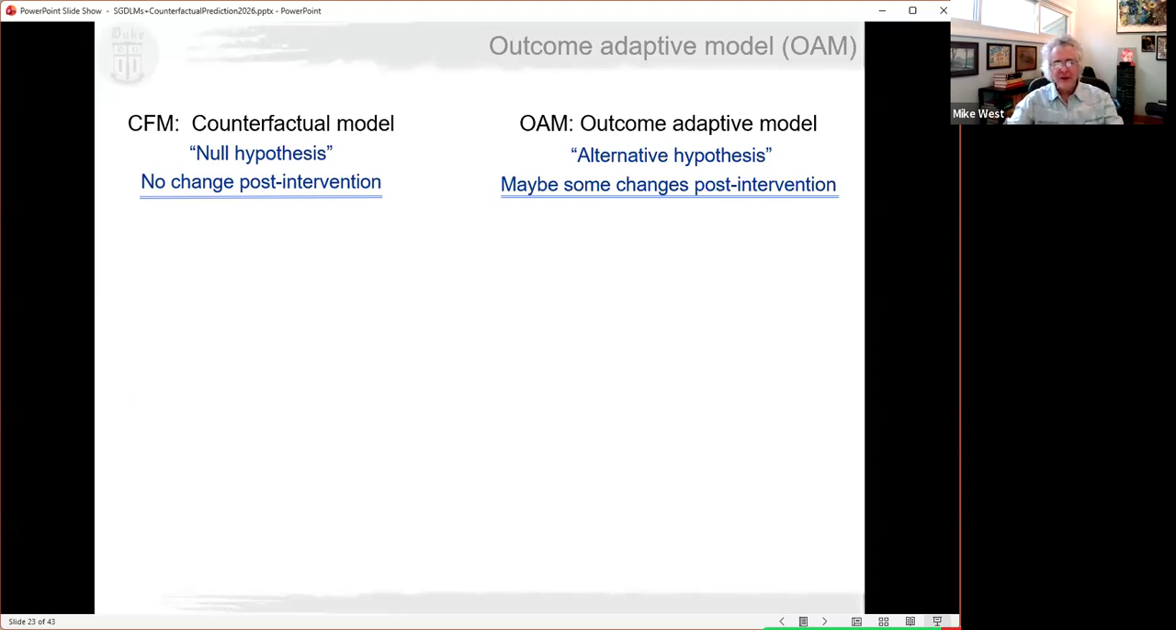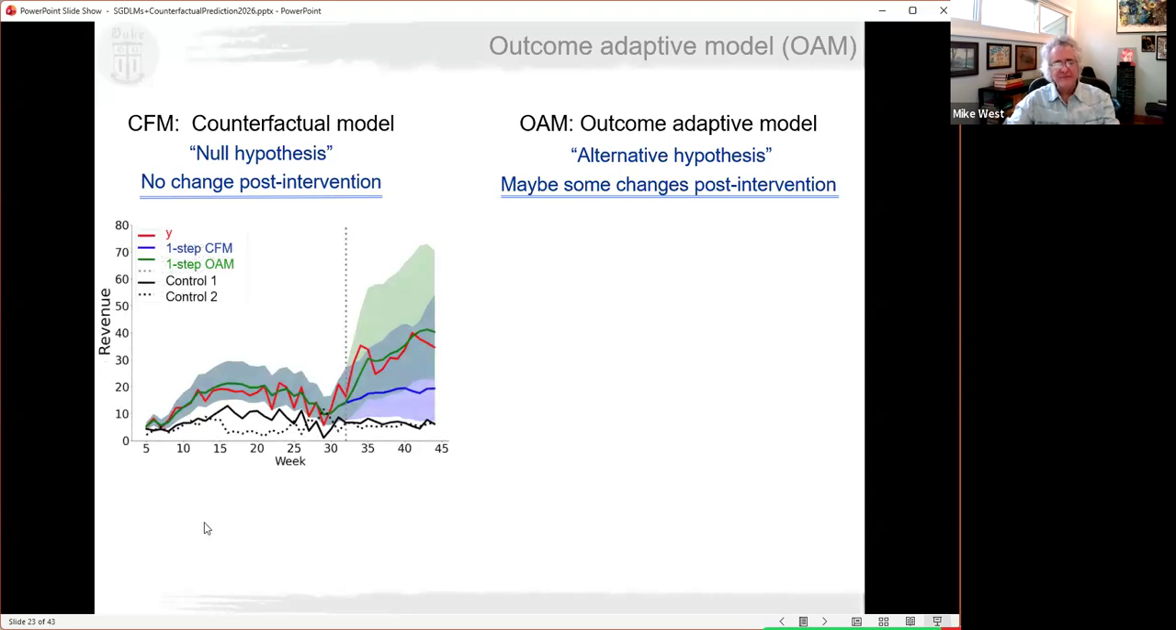So let me go back to the supermarket sales example, different data set. This was a campaign played out on the weekly scale here. At week 32, there's a vertical dashed line. It's revenue in a retail sales context from a particular area. And we've got 30-some weeks of pre-intervention data and 15 weeks or so of post-intervention data. The realized revenue is in red, okay? And you can see it takes a jump following the intervention.